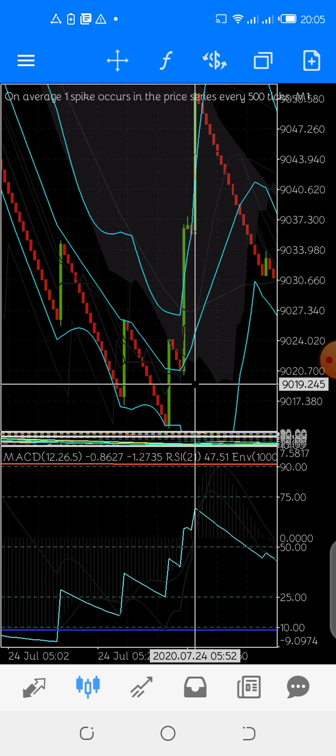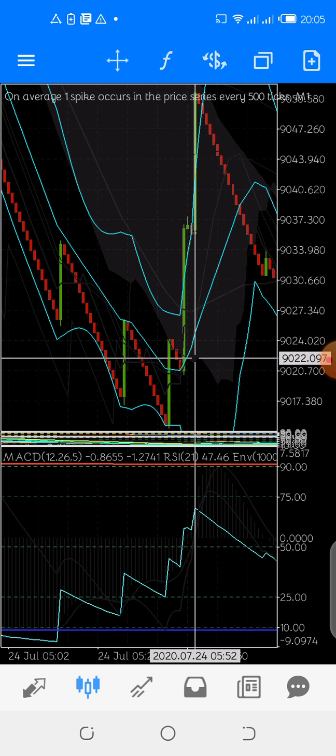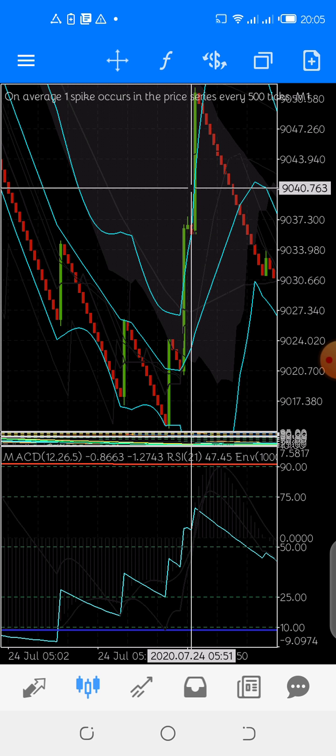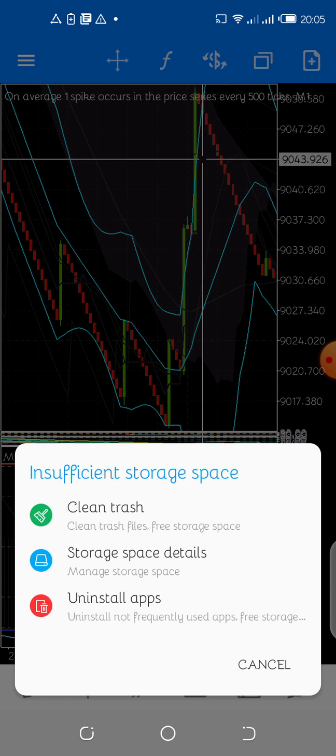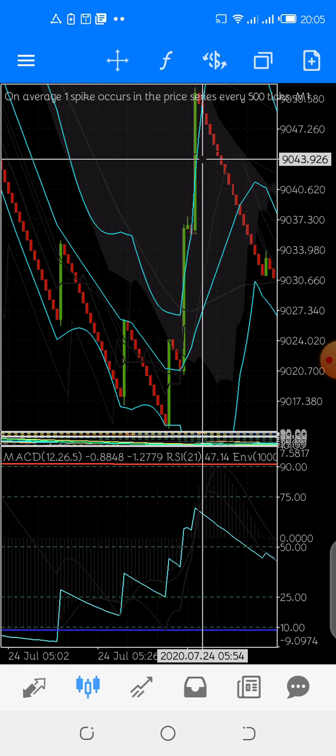See here, 1, 2, and 3 in succession. So every time you get 3 spikes, it means the market has finished its strength to spike anymore. So it will have to reset itself before it starts spiking again. So anytime you get 3 spikes, rest. 3 spikes, rest. Okay. So sorry for that.